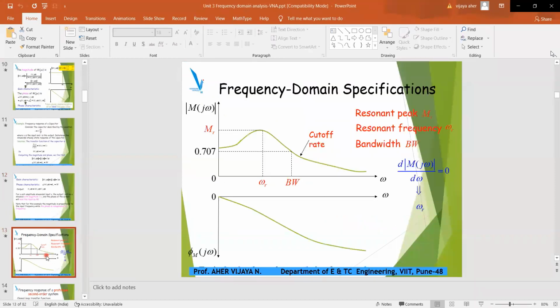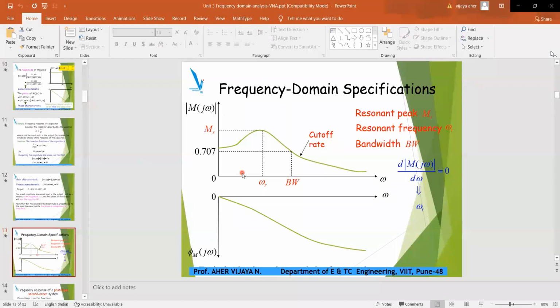Now, frequency domain specifications. You should know some of the parameters related to frequency domain analysis. These are some of the frequency domain specifications I'm going to explain. In this unit, you are going to plot the frequency response.